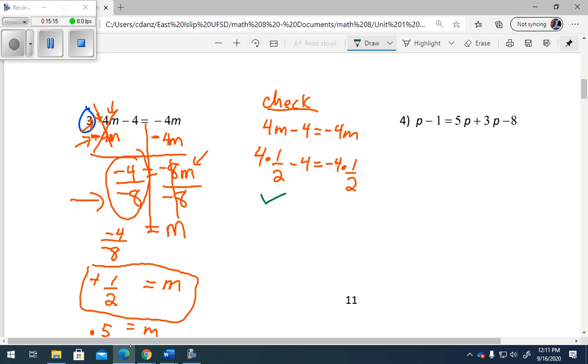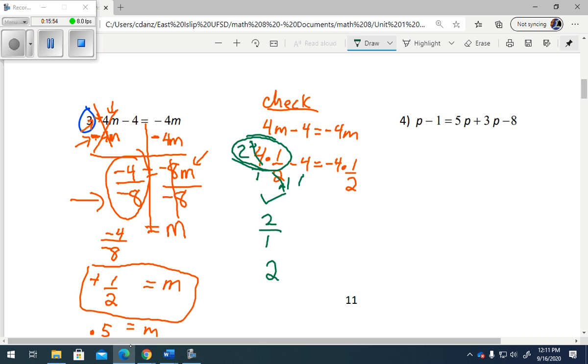When I see 4 times a half, I like to make it look like 4 over 1. I like to simplify my fractions first. The 4 in the numerator and the 2 in the denominator, they have a common factor of 2. So I can simplify this to 2 over 1. You are allowed to simplify before you multiply. Now I'm going to multiply the top numbers. 2 times 1 is 2. I'm going to multiply the bottom numbers. 1 times 1 is 1. So 2 over 1 is really just a 2.